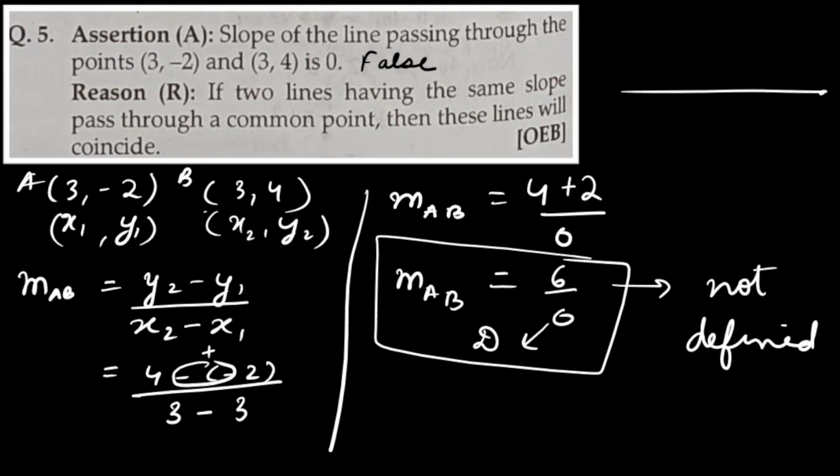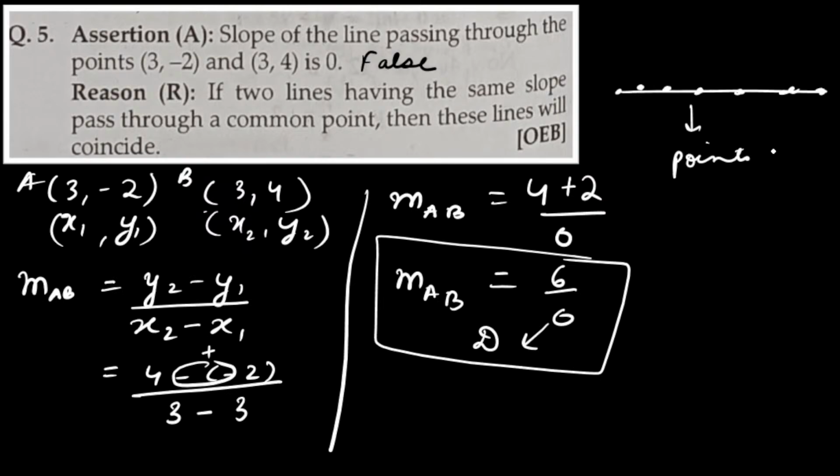So if two lines have the same slope, there are two possibilities. If their slope is the same, maybe their points are collinear, that means they are lying on the same line. So either the points on these lines are collinear, that means the lines coincide with each other.